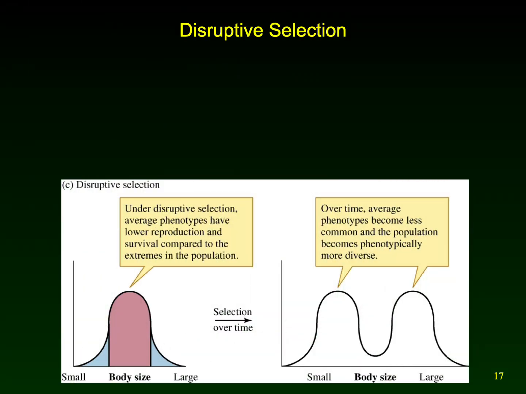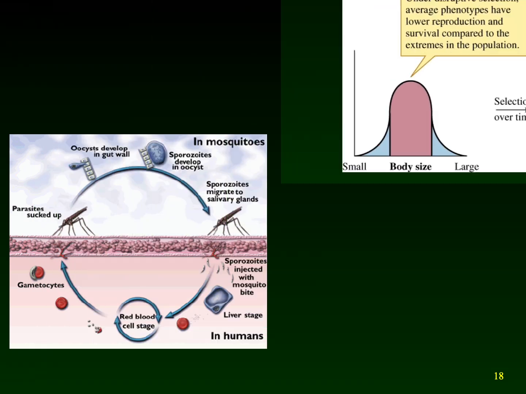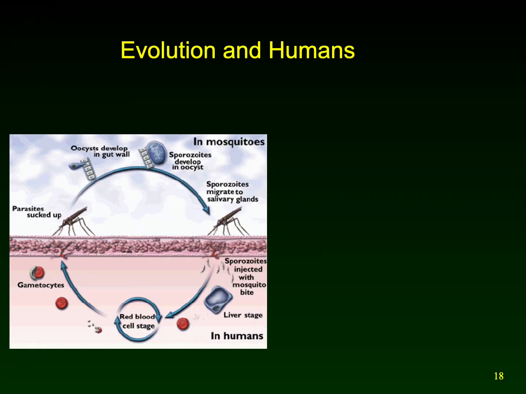Sometimes, though, both extremes might be selected for and the average selected against. This is called disruptive selection, and it favors two extremes over the average. Okay, and if this continues, it might be that these two groups might become different over time. Okay, so we see a lot of examples of selection in different places.